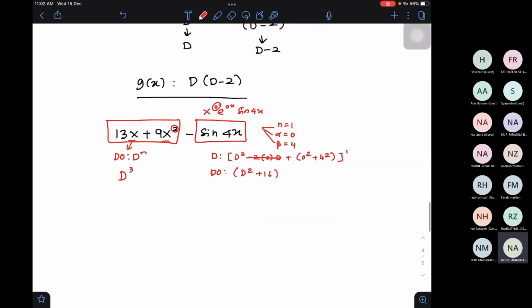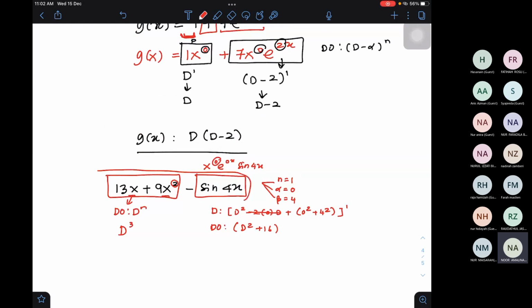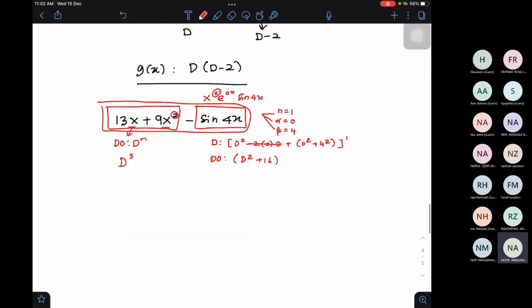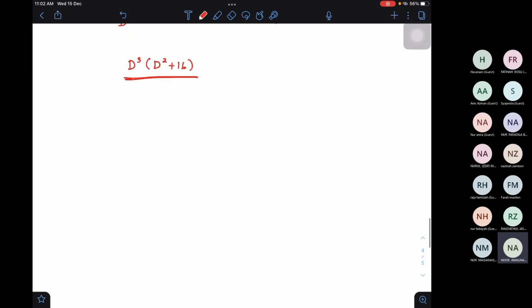So what is the differential operator for your gx? The whole gx here, it will be the combination of the first differential operator and the second differential operator. So ini differential operator dia. Okay, ini differential operator dia. Okay, another example class.